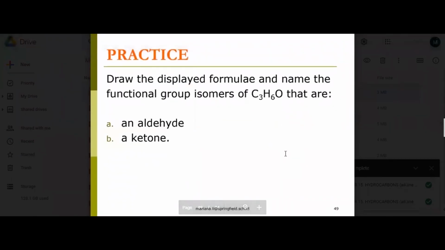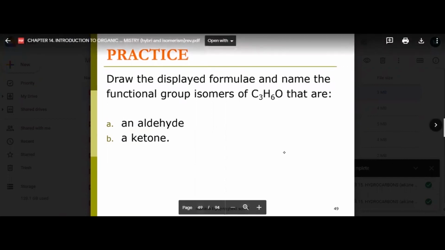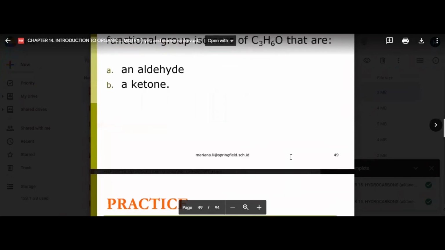Now draw the isomers of C3H6O that are aldehyde and ketone. Please try. Okay, C3H6O as aldehyde would be like this. A ketone would be like this. Okay, easy because of the small molecular formula.